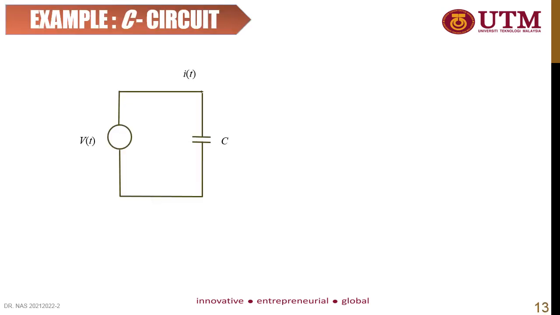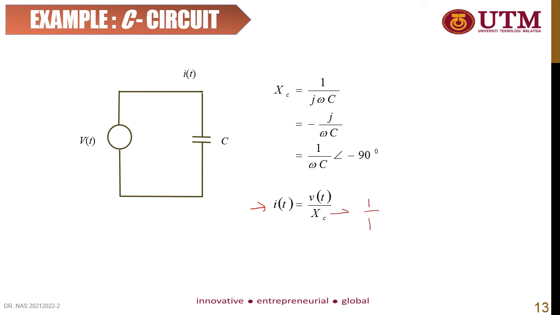Okay, same steps when you have the capacitor inside the circuit. So XC is equal to 1 over j omega C. To get IT, you divide VT with XC, in which XC is equal to 1 over j omega n C. So n depends on the frequency at different harmonic numbers.